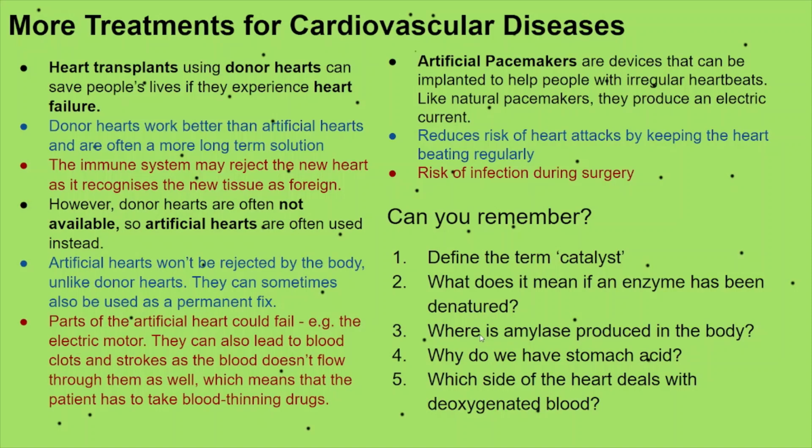Amylase is produced in the pancreas and small intestine, just like all the other enzymes, but it's also produced in the salivary gland. And we have stomach acid to kill bacteria and provide the conditions for enzymes like pepsin to work. And deoxygenated blood goes in through the vena cava on the right side, and the pulmonary artery takes it to the lungs to be oxidized.